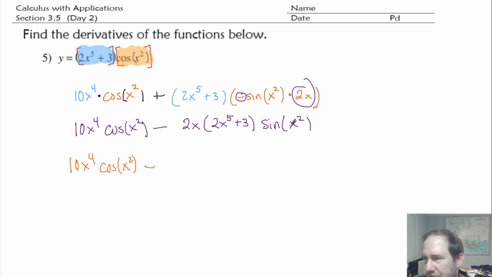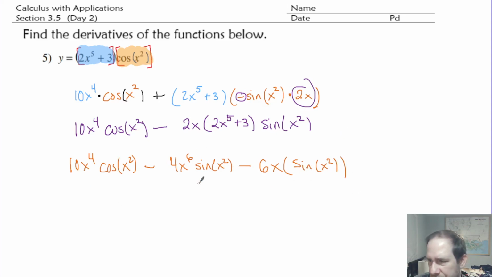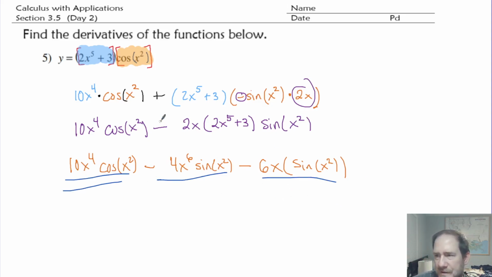If we distributed 2x sine of x squared, we would get 4x to the sixth times the sine of x squared. And if we distributed 2x and the sine of x squared onto the 3, we would get minus 6x sine of x squared. But what does that do for us? Nothing, really. Because these two terms here that we just made, they don't combine with the other one over here. So by distributing everything out, I haven't opened any doors to simplifying anything.